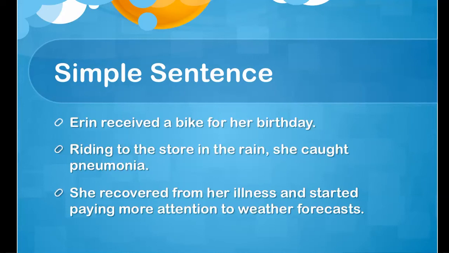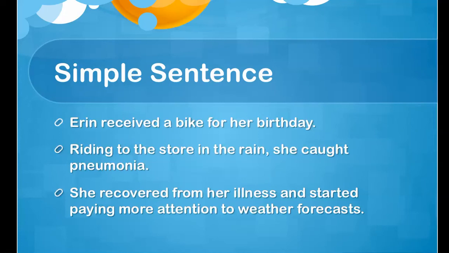Number 2, riding to the store in the rain, she caught pneumonia. I only have one independent clause here. One subject, she, one verb, caught. Riding to the store in the rain is a participial phrase describing she. Since it describes the subject of the main clause, it is part of that same one independent clause.